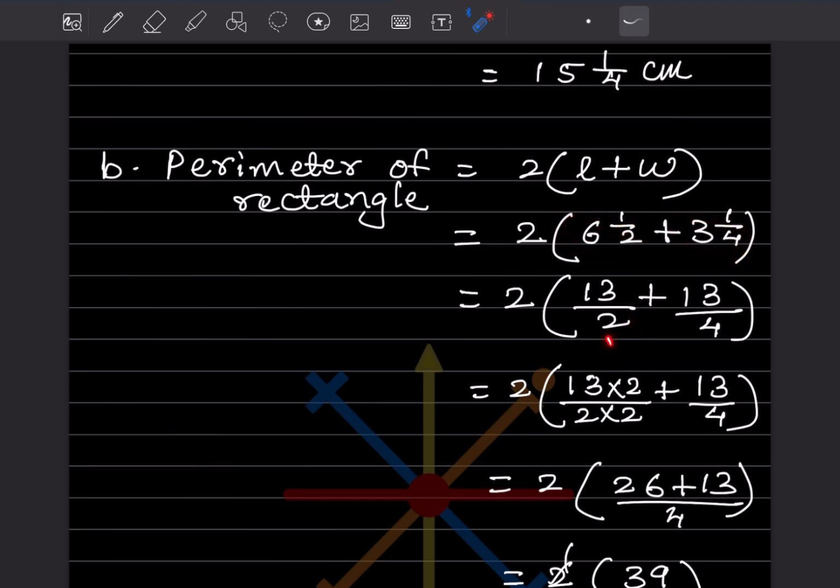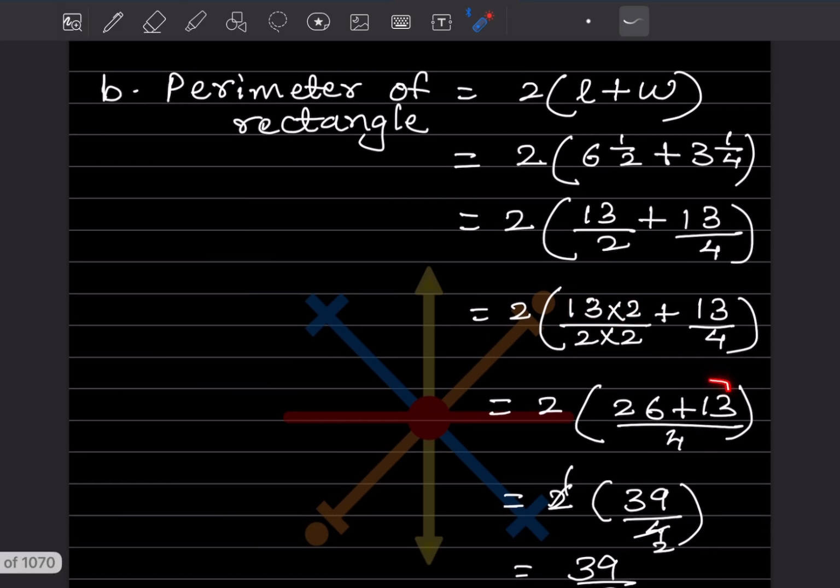Again the denominators are different, so we'll take the LCM of it. The LCM is going to be 4. So this you are going to multiply by 2. This 4 stays as it is. So this will be 26 plus 13 by 4. So this will be 39 by 4. So let us simplify this one. So that will be 39 by 2.